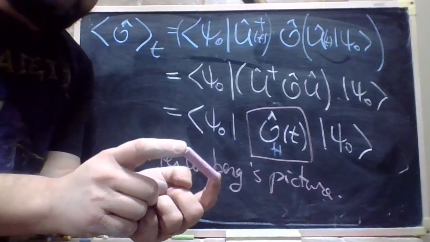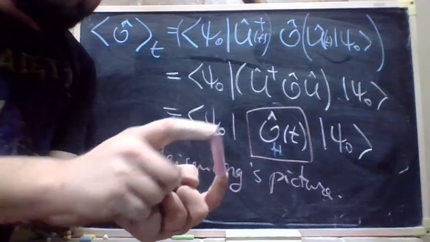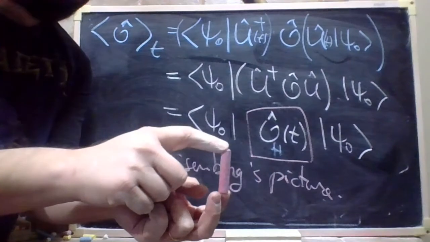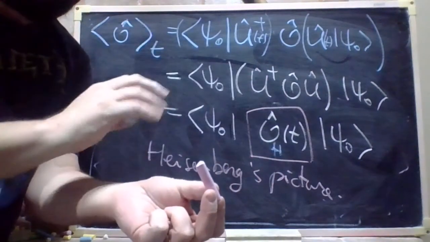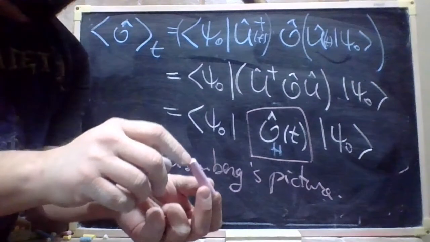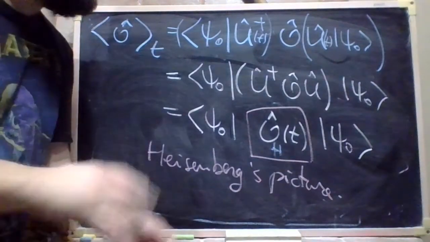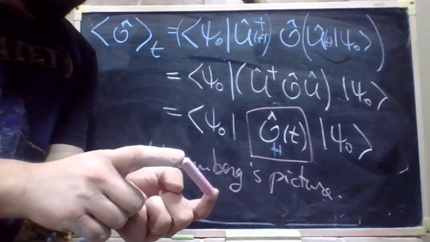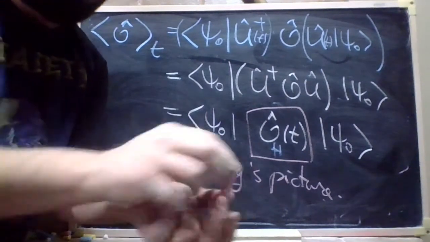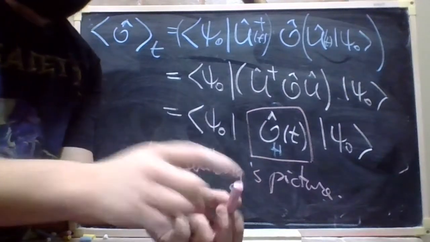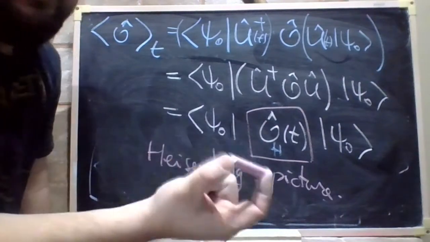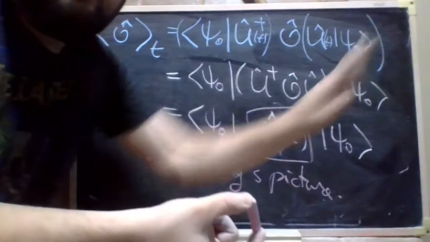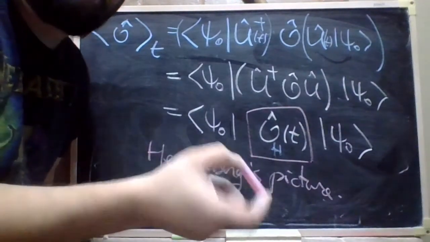In Schrodinger's picture, the vector rotates. The state rotates. And the coordinate system is kept fixed. The coordinates here are, in fact, the operators. So for Schrodinger, the states rotate. For Heisenberg, states are kept fixed. The initial state is forever the state of the system. It does not rotate in Hilbert space.